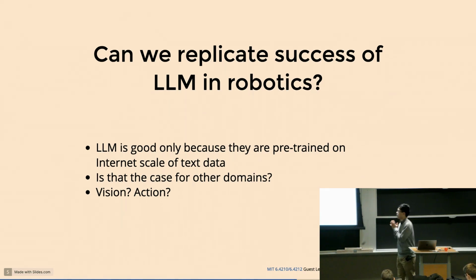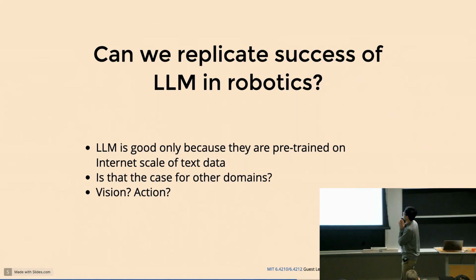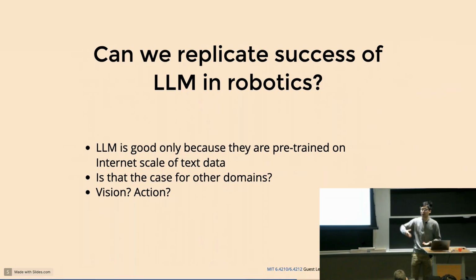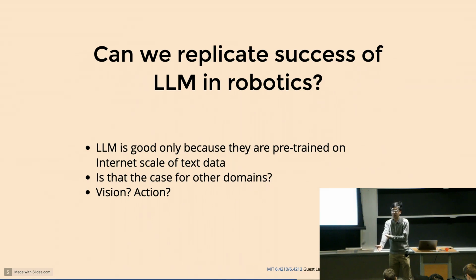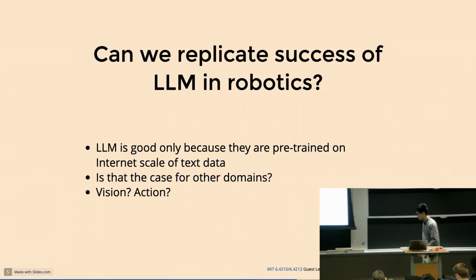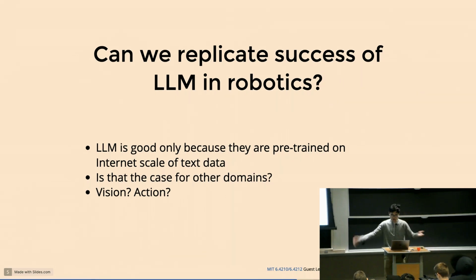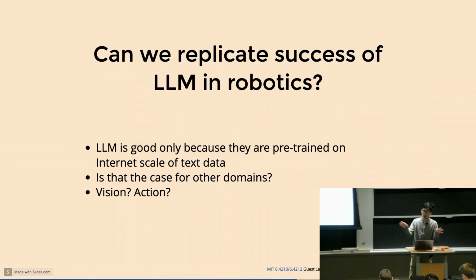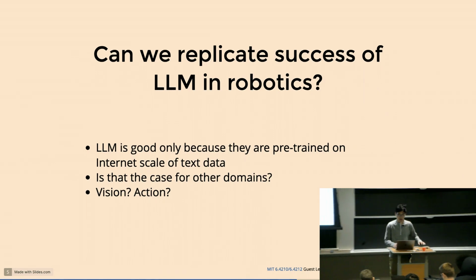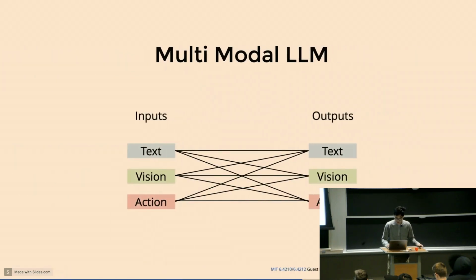The situation is that large language models are good only because they are trained on internet-scale text data. Is that the case for other domains, for example, vision and actions? Robotics cares about actions. Even if you don't do robotics, even if you just do Minecraft agents, you still don't get all the actions for free. You have a lot of YouTube videos of playing Minecraft, but you don't get the mouse and the keyboard input from those videos.